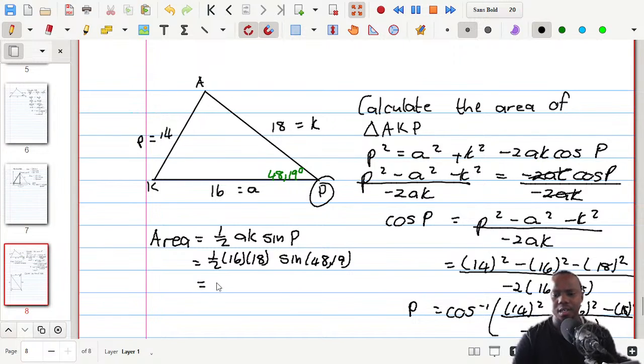My answer here is 107,33 square units. Remember, this is area, so we need to put square units. This means that if this was centimeters, let's say it was centimeters here, centimeters there, your answer would be centimeters squared. But since we do not have any meters, centimeters, kilometers, we just put square units so that we know it's area.